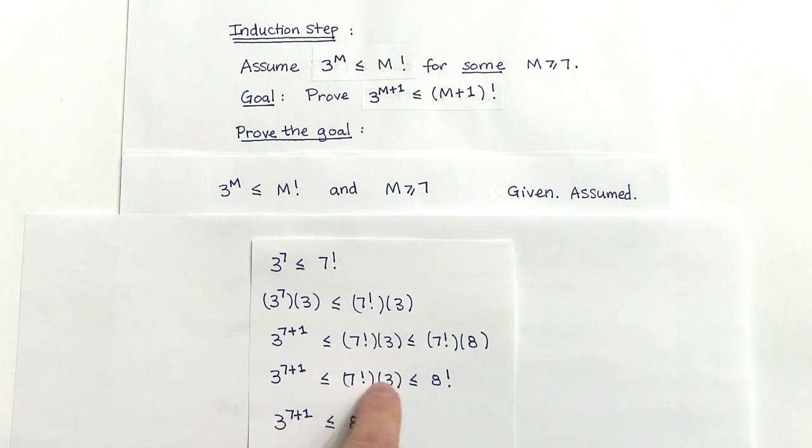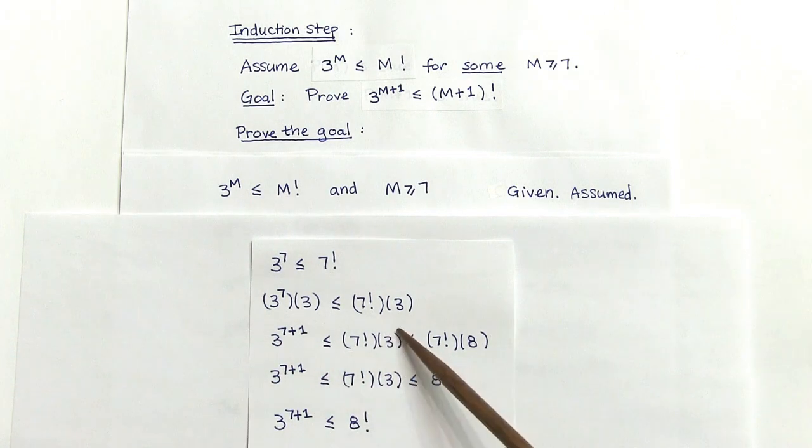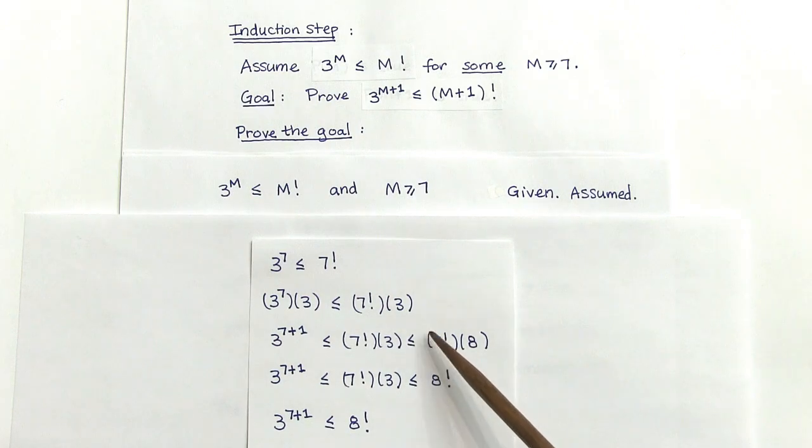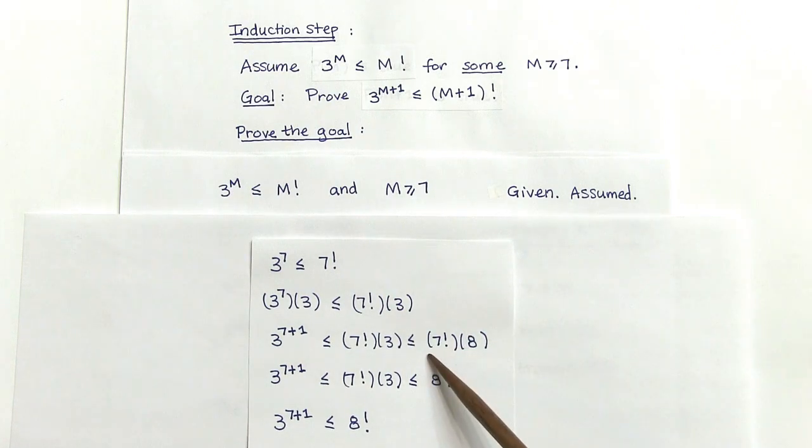Here, I'm just rewriting what I have written. So this line says 3 to the 8 is less than or equal to this quantity, which is less than or equal to this quantity, but 7 factorial times 8 is just 8 factorial.